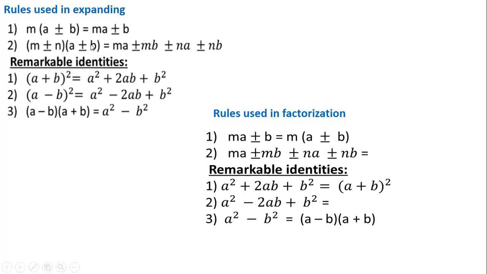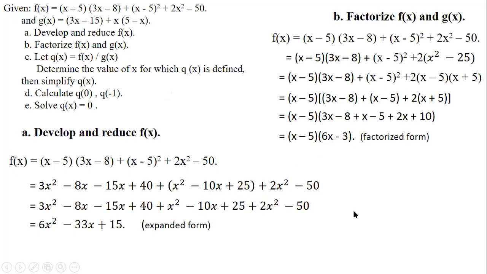So these are the rules used in expanding an algebraic expression, and these are used in factorization of algebraic expressions. We can expand or factorize using common factor, as you can see here. Of course, expanding, as I always say, we should get rid of the parentheses. In our answer, we should have no parentheses. If we use the remarkable identities, we have a plus b all of it squared, a minus b all of it squared, a minus b into a plus b. Of course, you should memorize these remarkable identities. So as you can see in expanding, in our answers, we have no parentheses, while in factorization, in our answers, we have parentheses.